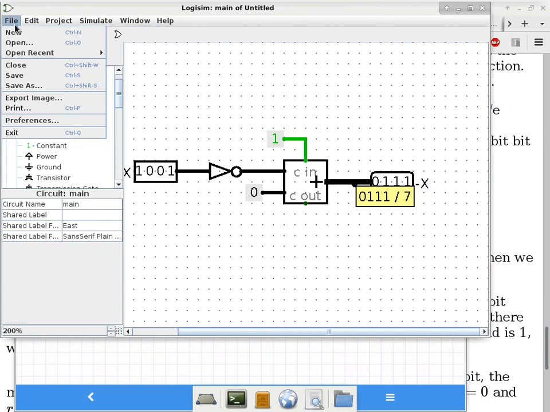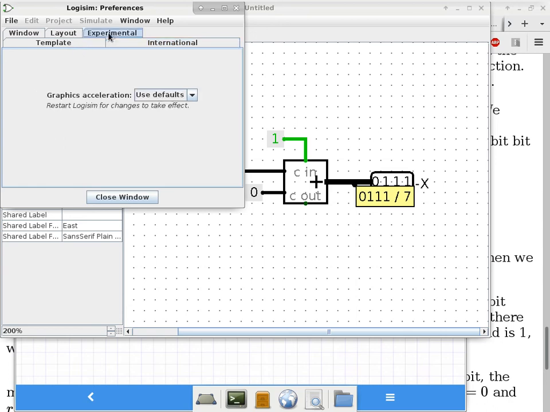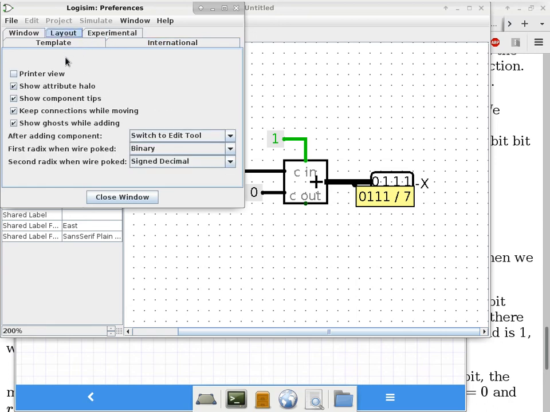So you go to Preferences, and then you go to, I cannot remember, Layout. Yep, I think it's under Layout. So under Layout, you have first radix when wire hooked. So that's why you see the binary number first, because that's the first interpretation. And then the second radix is signed decimal. But you can change it to any one of these. So you can change it to hexadecimal, unsigned decimal, octal, or binary again. But why would you use two binary? So it does allow you to kind of play with this, okay?